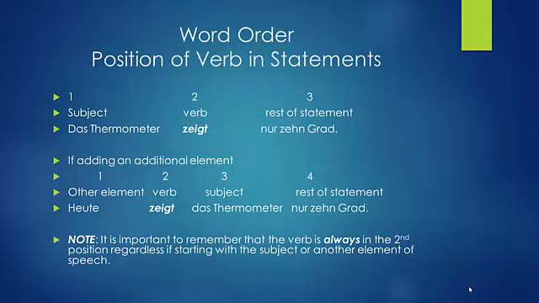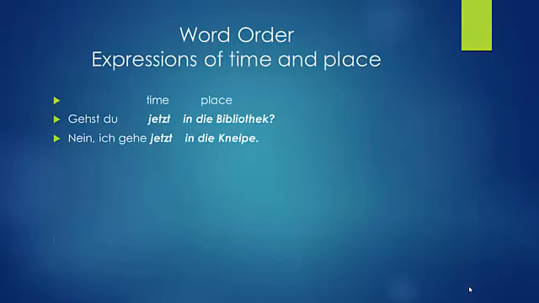Since we used a time element, heute, in the previous example, let's talk briefly about time elements in statements. Generally, the rule is time precedes place. For instance, gehst du jetzt in die Bibliothek? Nein, ich gehe jetzt in die Kneipe. Now, you'd still be understood if you didn't place the time element in the exact spot if you were in a German-speaking country. But it's a good rule to abide by when using time, that it goes before the location, as is the case in these two examples.